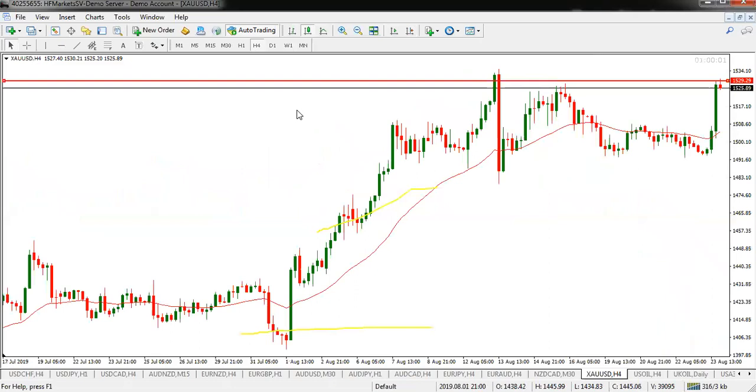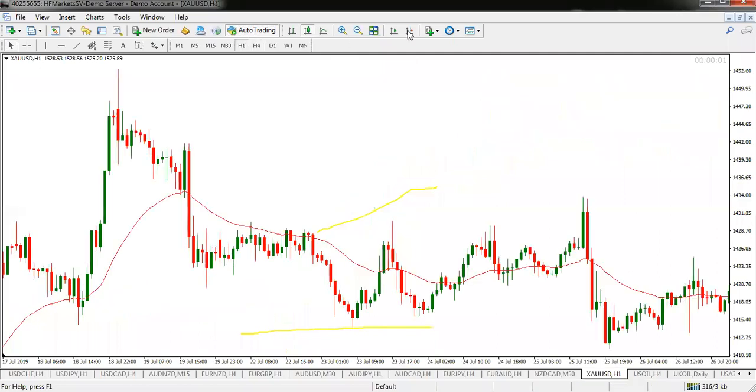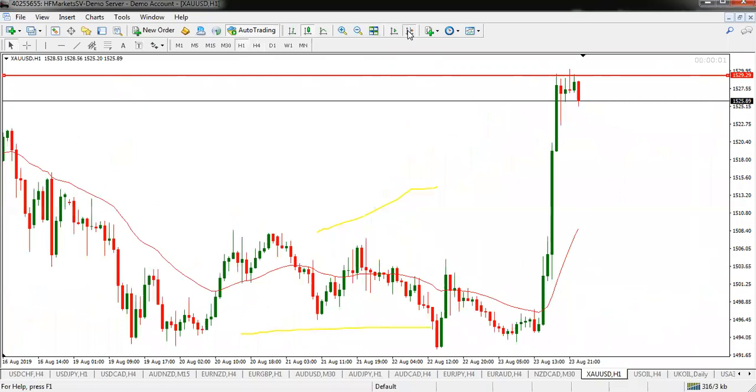Now, the point that we drew and called a support is now forming a resistance for the current market. You can see the market touched here and then came down powerfully. It rallied up again, came down, and then rallied up and it's already printing a red candle. So if you're just looking at this alone, you already have a bias for the next week that gold is likely going to fall. I mean, just with this.